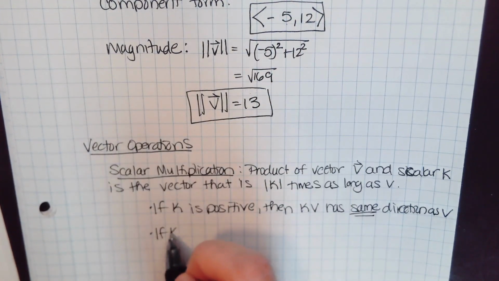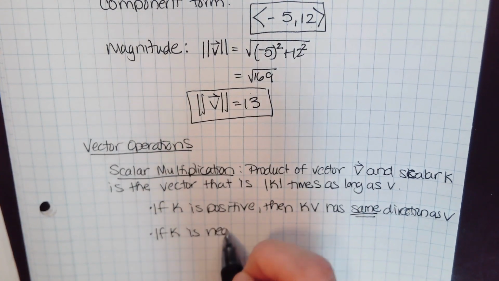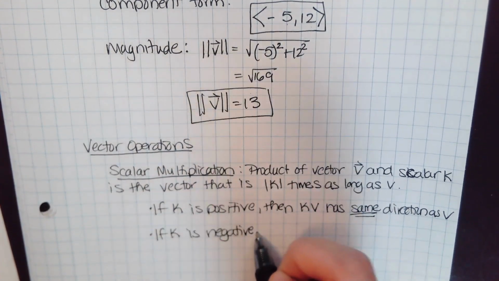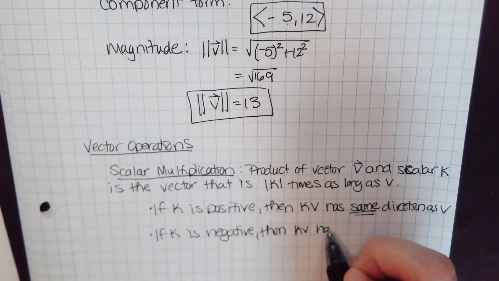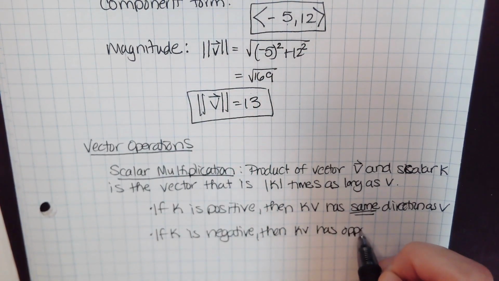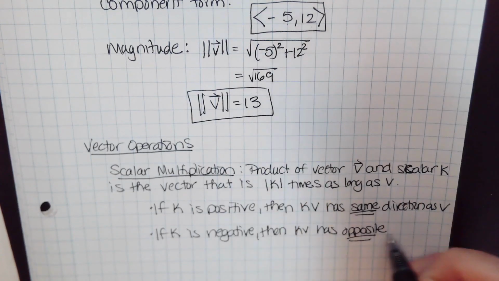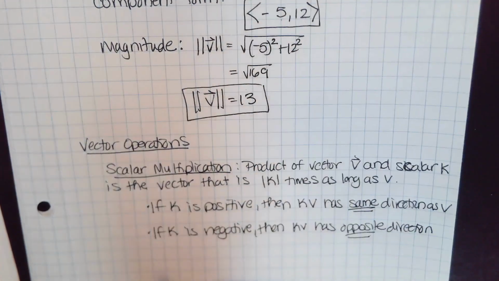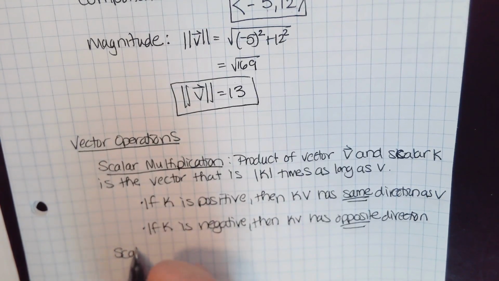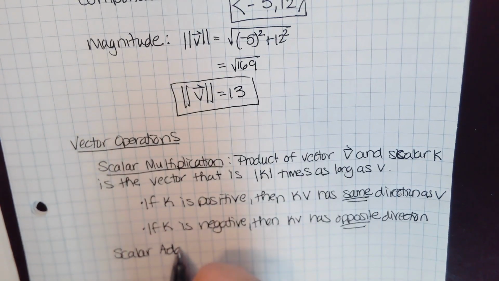And if k is negative, then k times v would have the opposite direction as your original v.